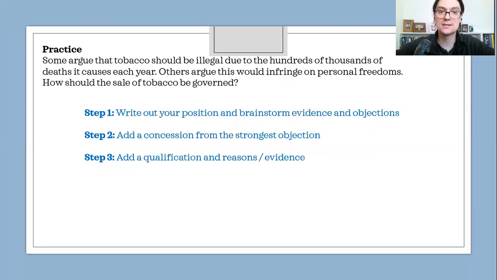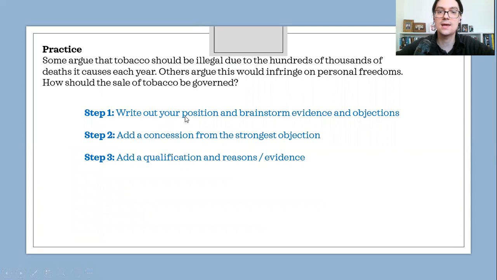Well, you can pause this page and practice. So the practice involves the following prompt. Some argue that tobacco should be illegal due to the hundreds of thousands of deaths it causes each year. Others argue that this would infringe on personal freedoms. How should the sale of tobacco be governed?